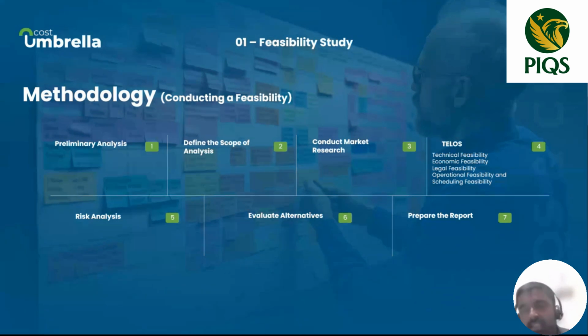Then the scope analysis, obviously, right? Scope issues are the biggest issues cost management professionals or construction industry professionals are facing. Then you have to conduct a market research, then the five basic feasibility analyses, risk analysis, then you have to evaluate the alternatives, and finally you have to prepare the report. So with that note, we'll go to the first process, which is preliminary analysis, in the next slide.